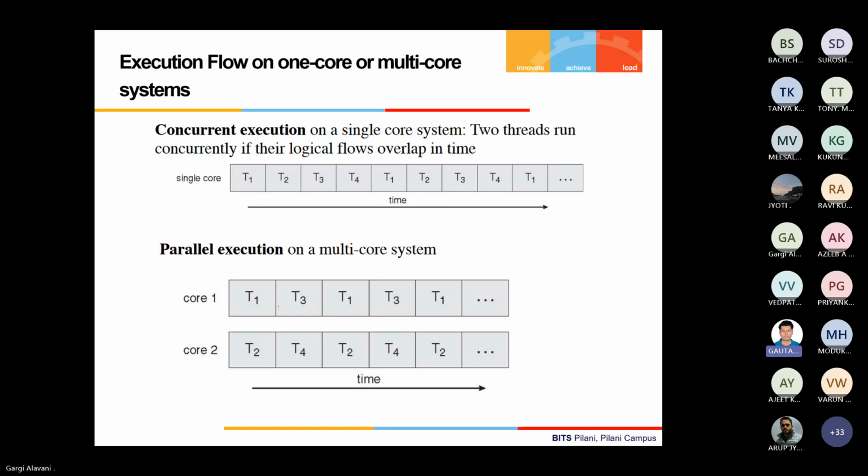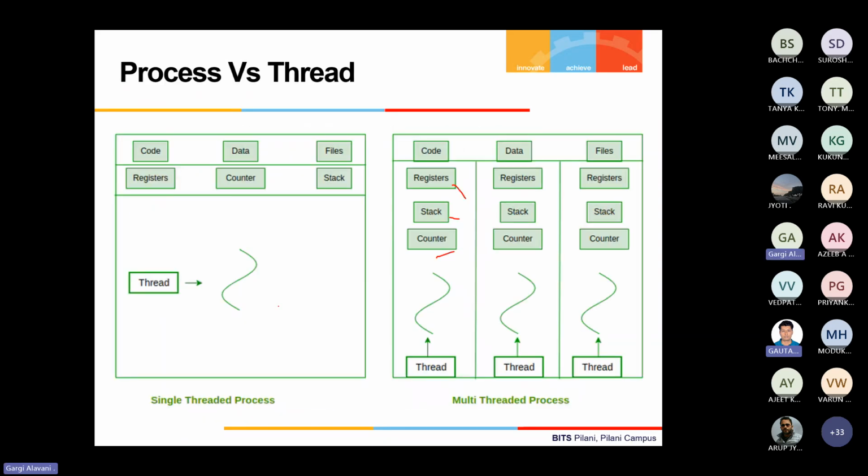Here I have one question: the multi-core processors can run a thread also or a process also, right? Yes, each core is capable of doing both. It's just a computational unit.